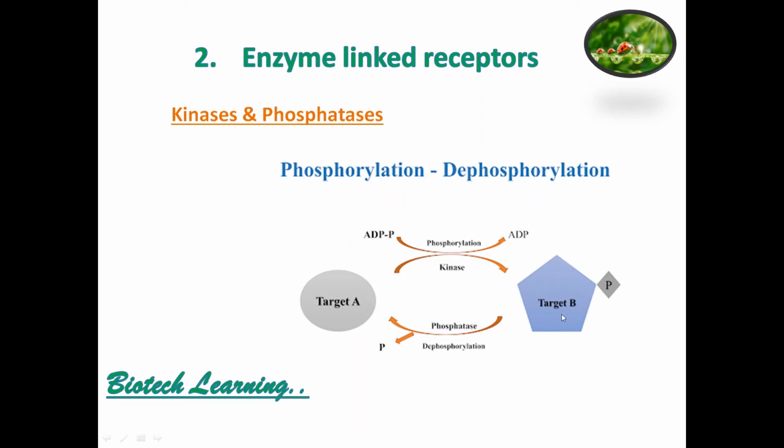And phosphatases are another group of enzymes that works just the opposite. It removes phosphate from this target protein. And when the phosphate is removed, it's called dephosphorylation. The phosphate is removed and it becomes target A. So enzyme-linked receptors have these kinases and phosphatases as a part of their integral enzymic domain.